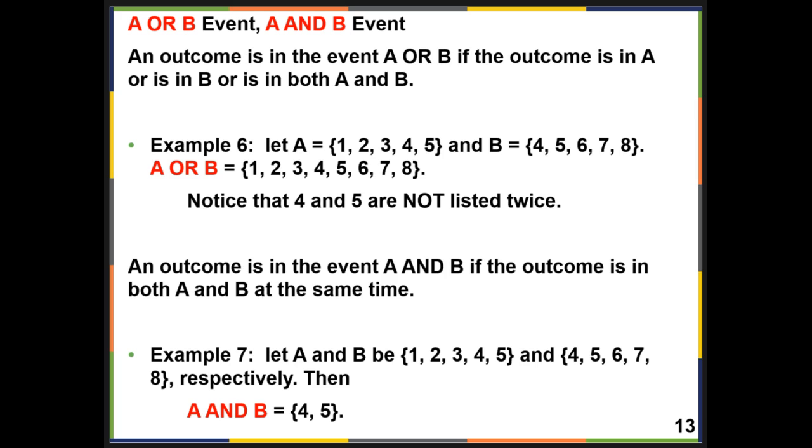If you have an outcome and event that is A and B, the outcome is in both A and B at the same time. It's where they intersect, okay? So if A is 1, 2, 3, 4, 5, and B is 4, 5, 6, 7, 8, then you know that A and B is where they cross over, where they intersect, which is at 4 and 5.